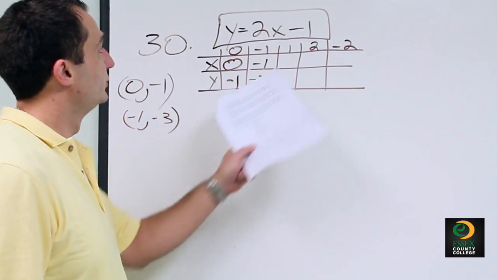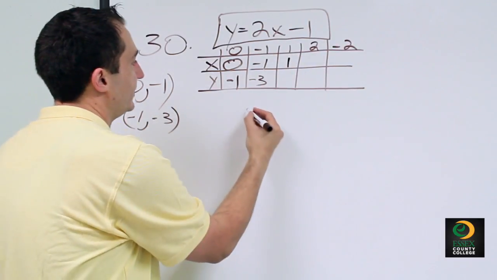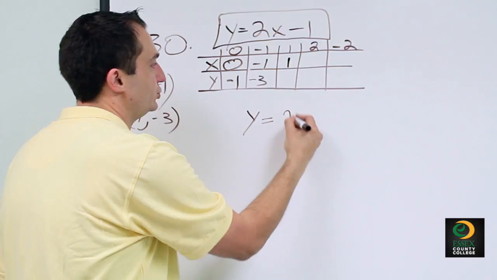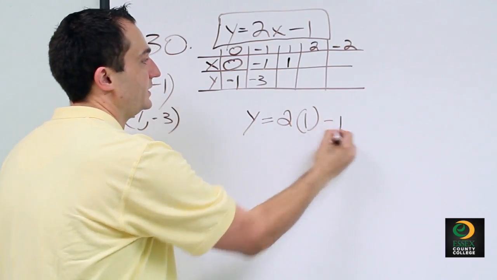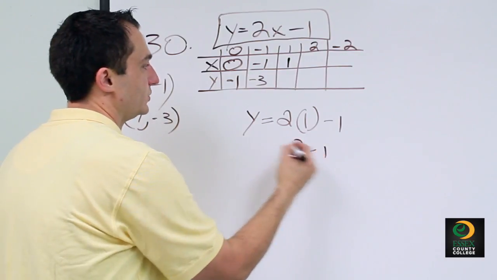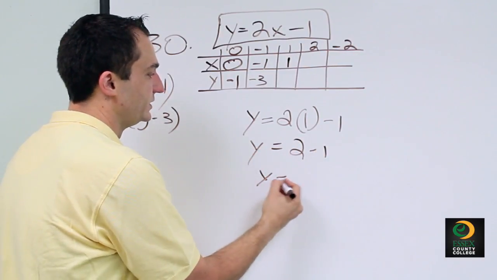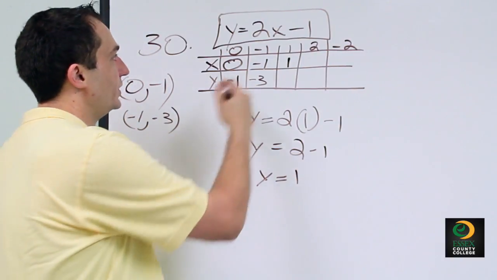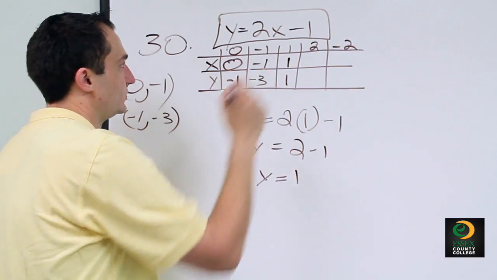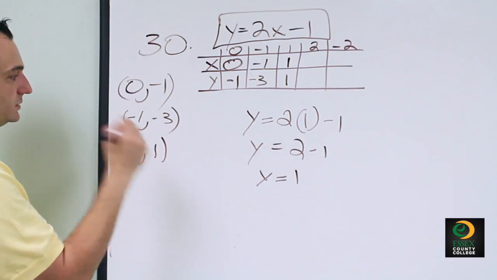So for the third value, I'm going to choose 1 for x. Put the 1 in there. Rewrite our problem. Y is equal to 2 times 1 minus 1. 2 times 1 is 2 minus 1, which is equal to y. So 2 minus 1 is just 1, so y is equal to 1. We're going to put 1 in for the y value when x is 1. So our third point would be 1, comma, 1.